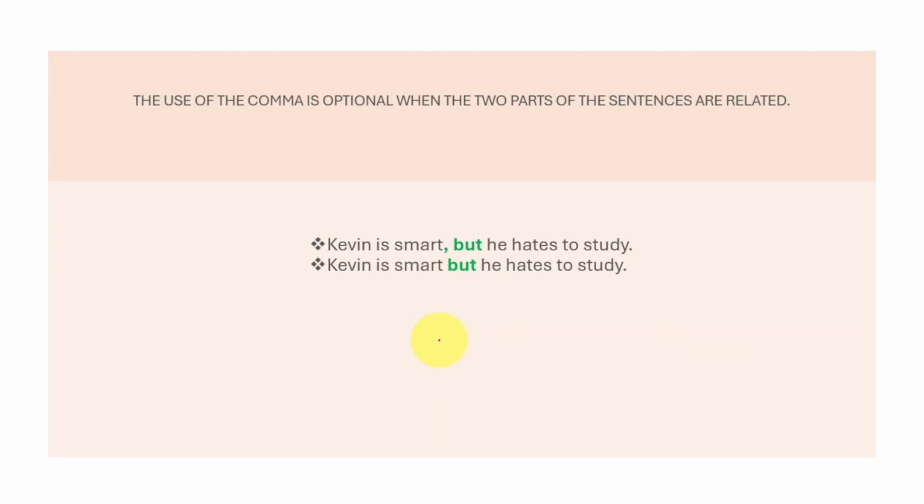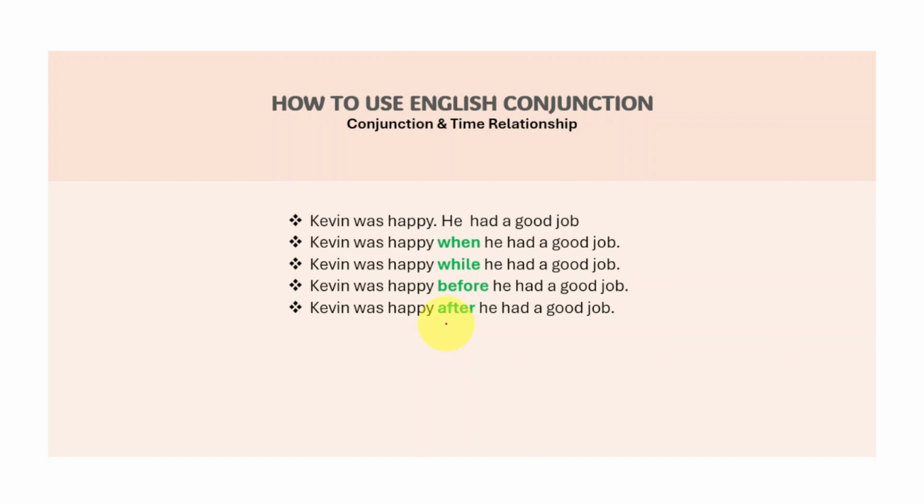Okay, we come here. So the conjunction, the one we use with time relationship. Kevin was happy. He had a good job. So when you take a look, in this case here, we have two parts, the first and the second. They're not together, so we have to combine them. To combine them, we use a conjunction. Some of you may say, what conjunction are you talking about? The conjunctions we're going to use here are when, while, before, after. When we use the conjunction, we get rid of this comma and combine those sentences together.